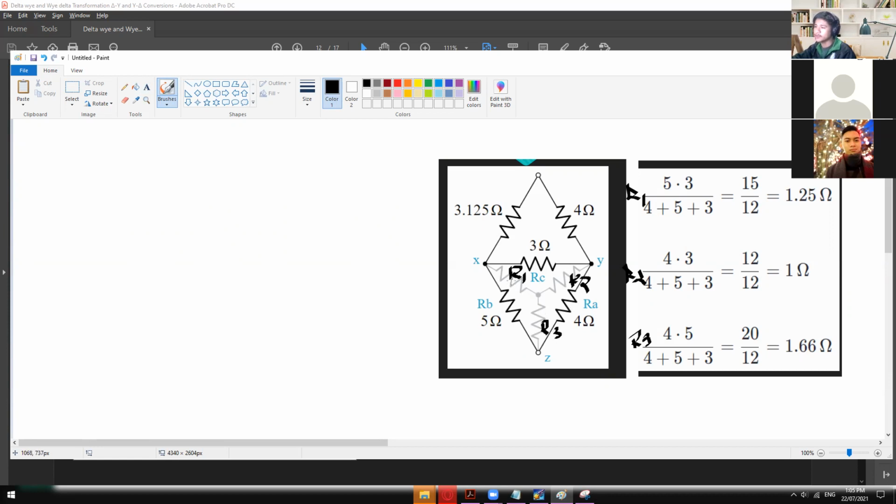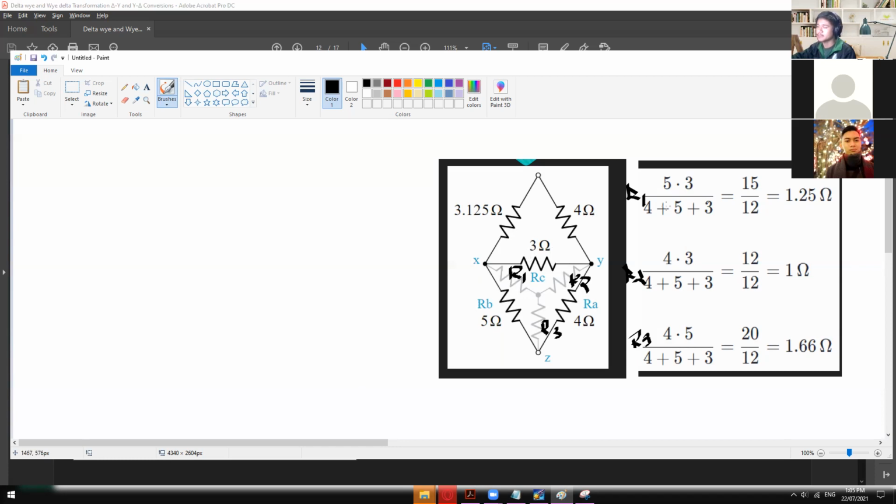So if you want to solve for the R1, just deal with the resistors next to it, or whatever is adjacent to it. Okay, so we have RB and then RC right here. So just multiply those with each other.